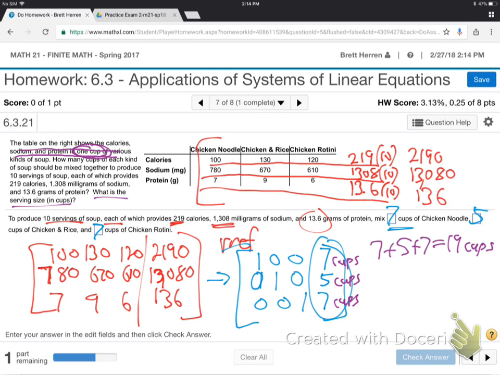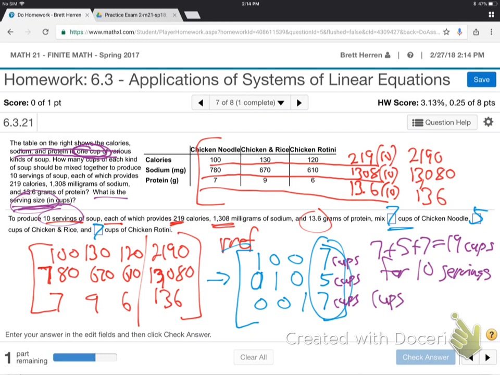Are you with me? Am I losing you? They want me to go serving size. So it's 19 cups for 10 servings. Why 10? Right there. That's what's tricky on this one. Honestly, I'm not going to give you one quite this tricky on the exam. This is tricky where they're playing with the cups and the servings. So when they ask serving size in the end, they want how many cups per serving. That's what serving size is, right? How many cups per serving?